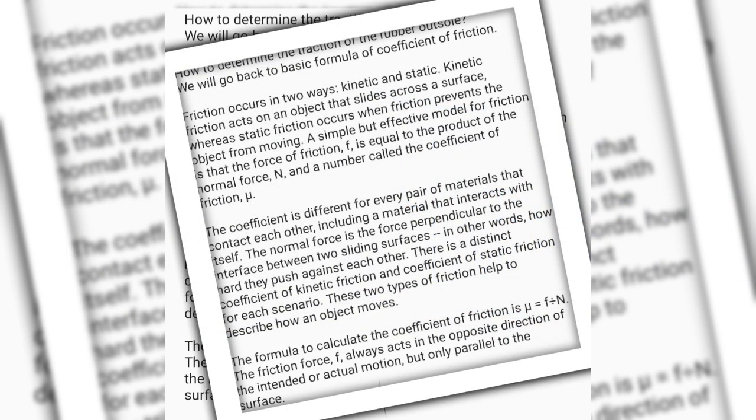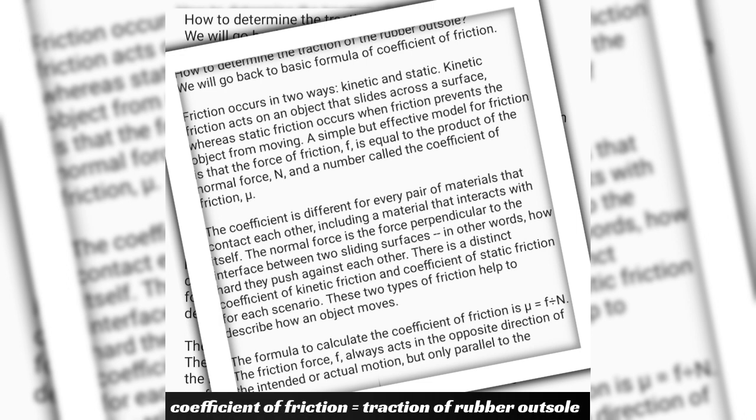How to determine the traction of the rubber outsole. We will go back to the basic formula of coefficient of friction. Friction occurs in two ways, kinetic and static. Kinetic friction acts on an object that slides across a surface, whereas static friction occurs when friction prevents the object from moving.